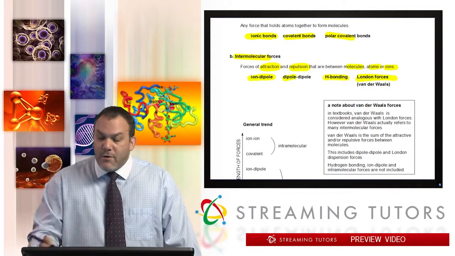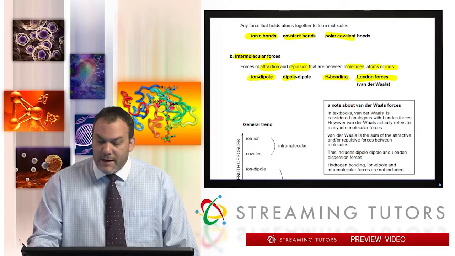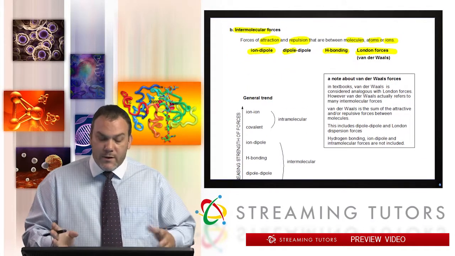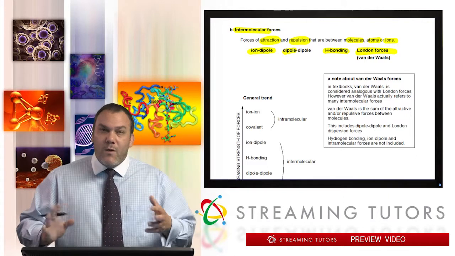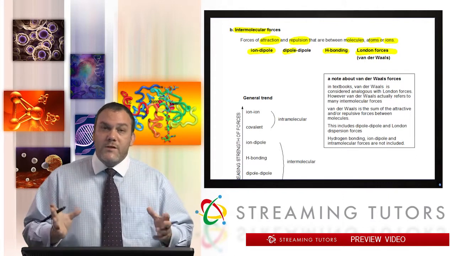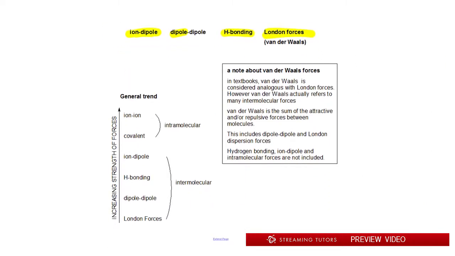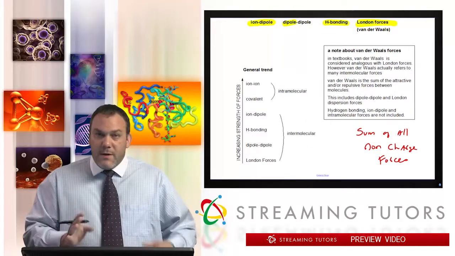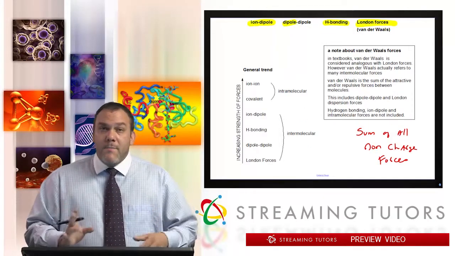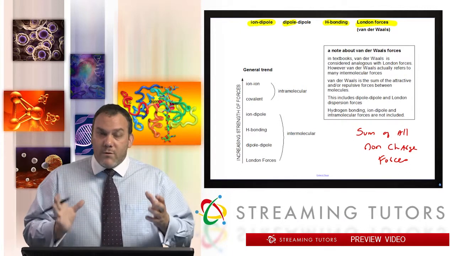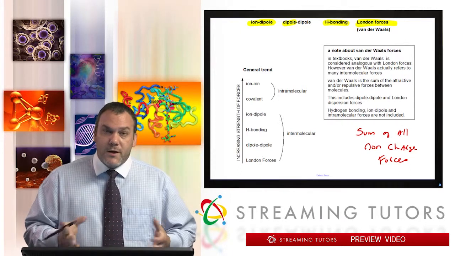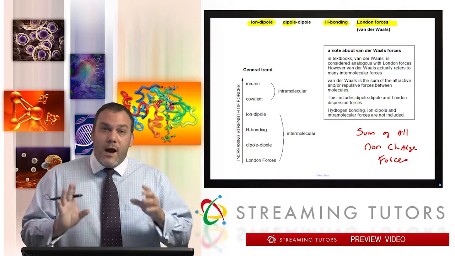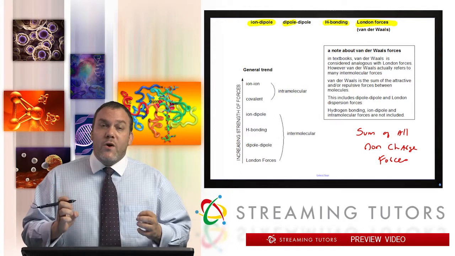Now, I did make a note here about van der Waals. Let me just emphasize something, because even my note is wrong from your book. So let me make this clear. Van der Waals is really the sum of all forces that are nonpolar. So van der Waals is the sum of all non-charge forces. Okay, so what I mean is it would not include ions, but things like dipoles. Van der Waals would be like a London dispersion, and even in some textbooks, hydrogen bonding, because there is not a charge there.